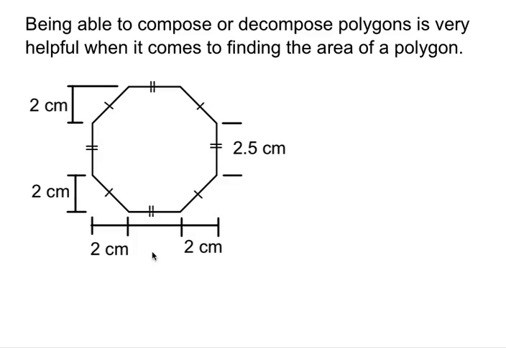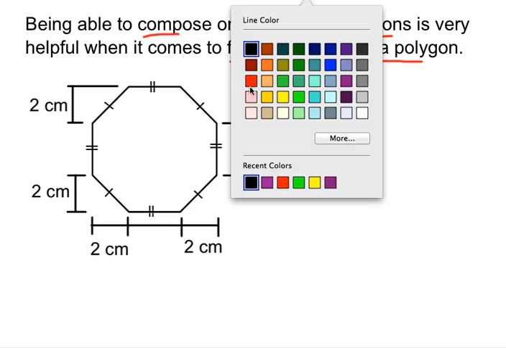Being able to compose or decompose polygons is very helpful when it comes to finding the area of a polygon. So if you look at the polygon we have over here, what we're looking at is an 8-sided figure, which is an octagon. And if we wanted to decompose this figure, what we could do is pick a couple vertices and start connecting lines. Now, how you want to do this is really up to you. My preference is just to do it in the following fashion, okay?